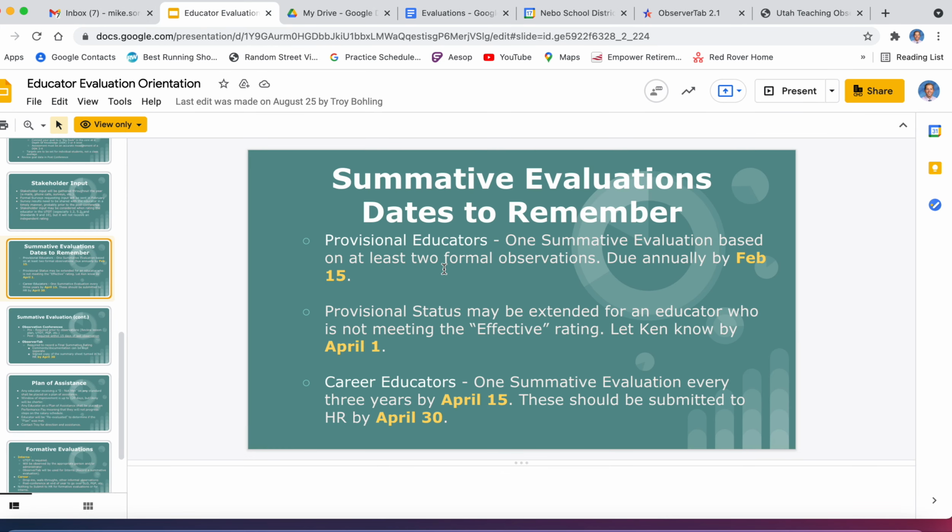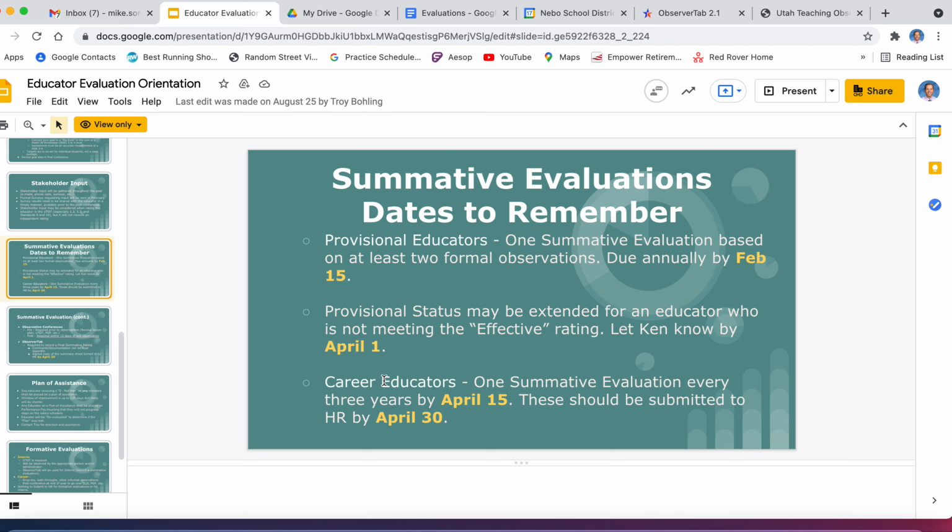So, summative evaluations. One summative evaluation, if you're a provisional educator in your first 3 years, is based on at least 2 formal observations. So I will formally observe you twice by February 15th, okay? Provisional status may be extended for an educator who is not meeting the effective ranking. Well, you don't need to talk about that now.